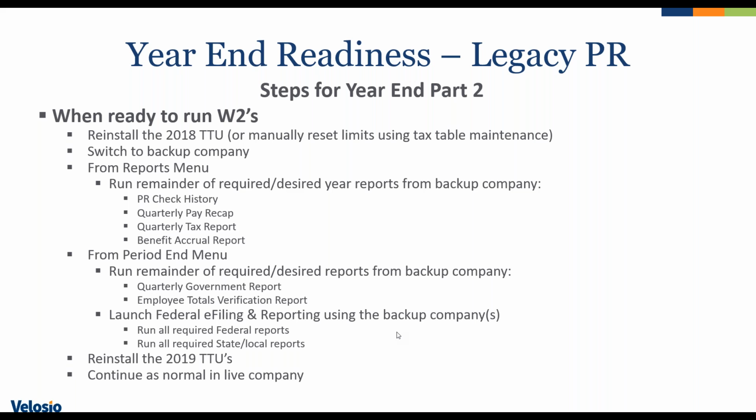We're going to switch to the backup company that we made, the copy company. And then from the reports menu, we're going to run the remainder of the required or desired year-end reports from the backup company. So that could include the payroll check history report, quarterly pay recap, quarterly tax report, benefit accrual, any of the reports from the reports menu that you want to have a record of at the year end or confirm before you press on with the period end.